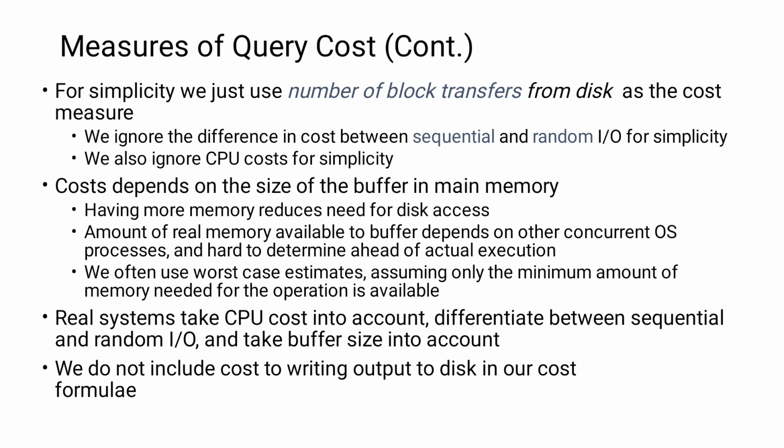For simplicity, we just use the number of block transfers from disk as the cost measure, and we ignore the difference in cost between sequential and random IO. Also, we ignore CPU cost for simplicity because it is more difficult to calculate. Real systems take CPU cost into account, differentiate between sequential and random IO, and also take the buffer size into account. We do not include the cost of writing output to disk in our cost formula.